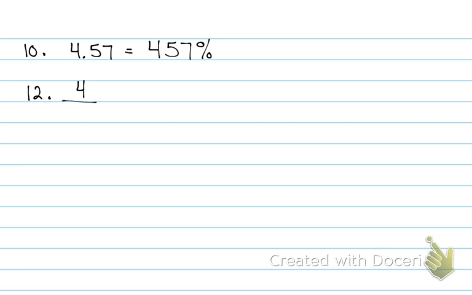4/10. 4/10 is what as a decimal? I just said it. 0.4. Because the denominator is a tenth, I can just put the numerator in that place value. And then converting it to a percent, decimal to a percent, what's it going to be? 40%.